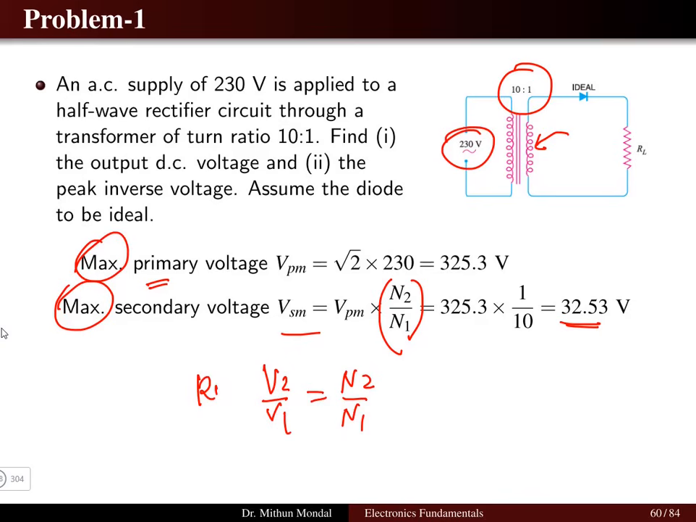substitute the RMS voltage to get the RMS V2 first and then multiply with root 2, you will be getting the maximum voltage. So either you can move from this step or you can move from this step. Both will give the same answer, close approximation.